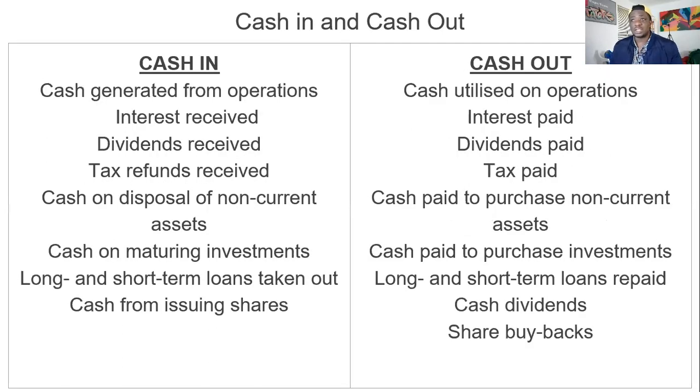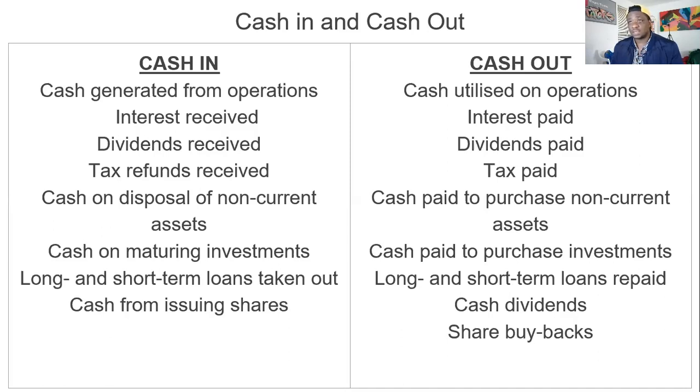So these are the things that will be cashed in on your cash flow statements. Firstly, it will be cash generated from operations. So if you generated cash from operations, it'll obviously be on cash in. And then if you receive interest, if you receive dividends, if you have tax refunds that have been received, if you made a cash disposal of a non-current asset, and if you have cash that you receive from a maturing fixed deposit or investment, or if you have taken a long-term or short-term loan, and also cash that you receive from issuing shares.